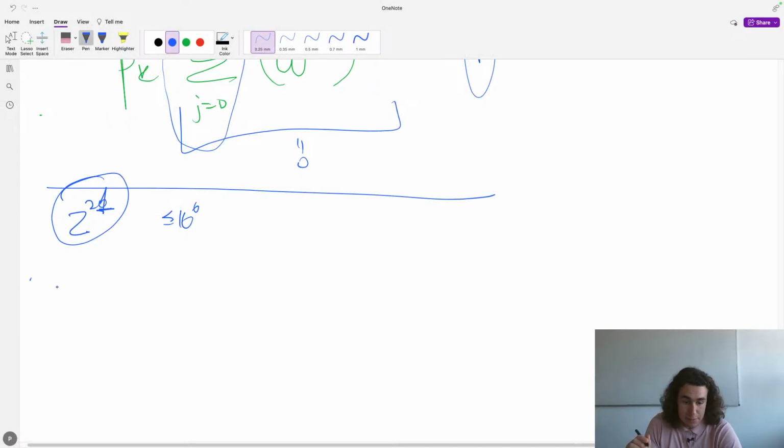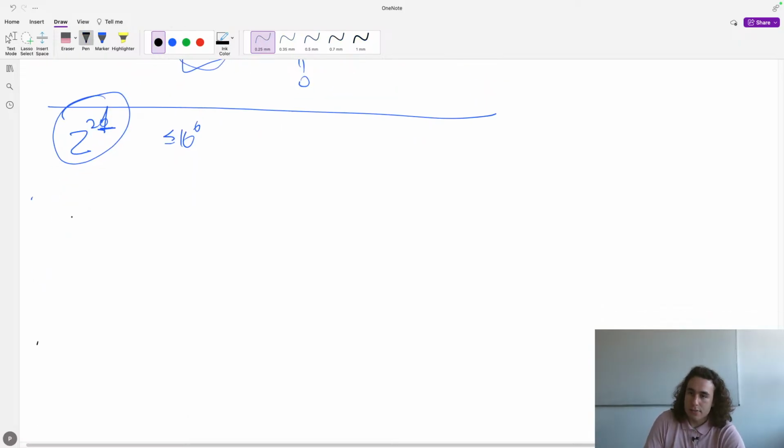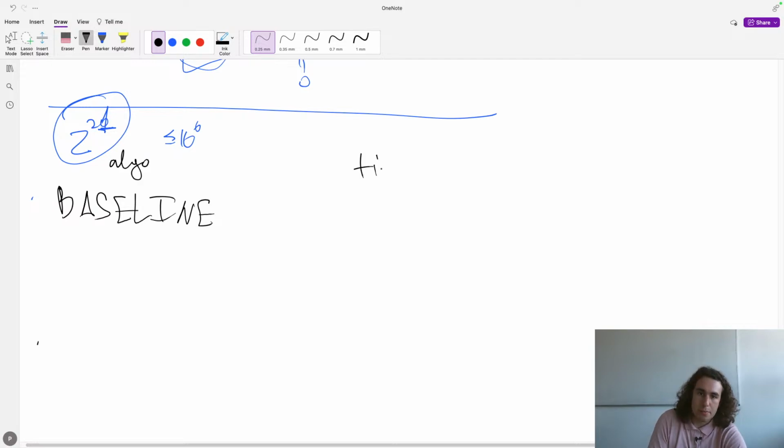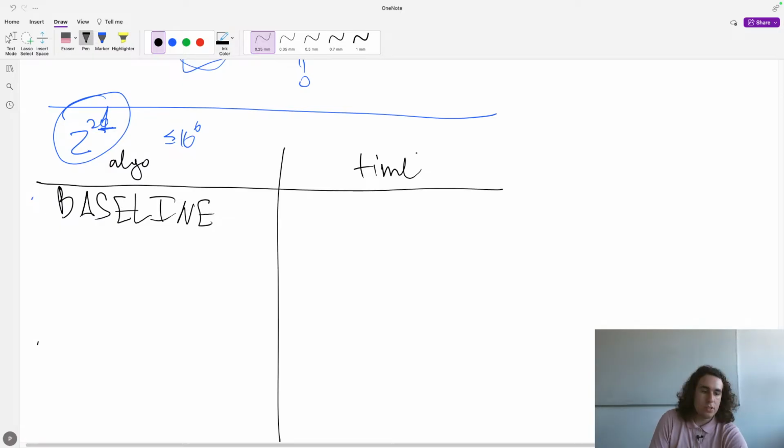So our basic implementation, I checked it beforehand. Let's say baseline, algo and time. Our baseline solution takes 7.1 seconds.